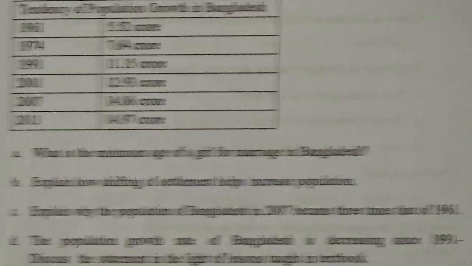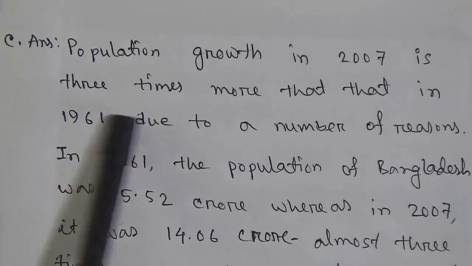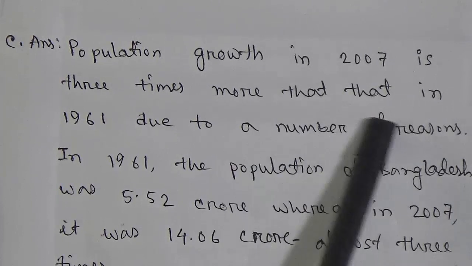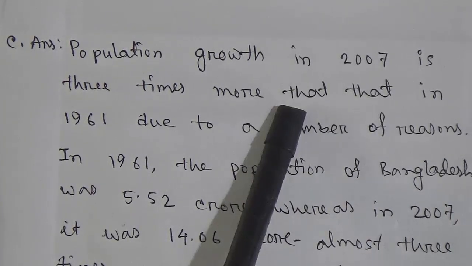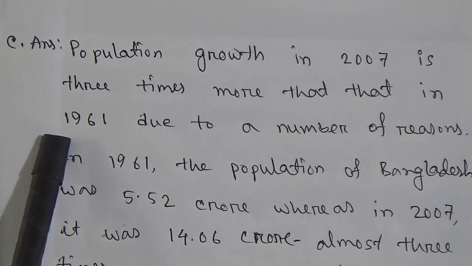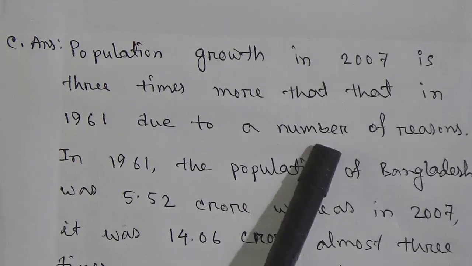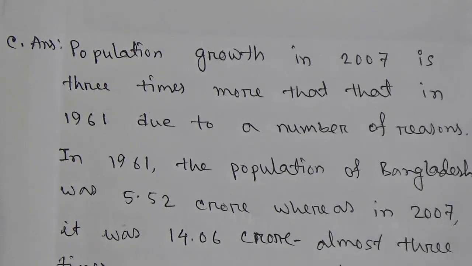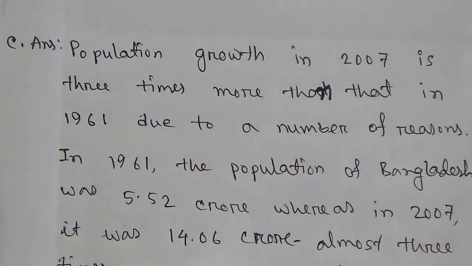So come to the answer of this question. The answer is here. Population growth in 2007 is 3 times more than that in 1961, dear students, due to a number of reasons. That means there are some reasons behind this situation.